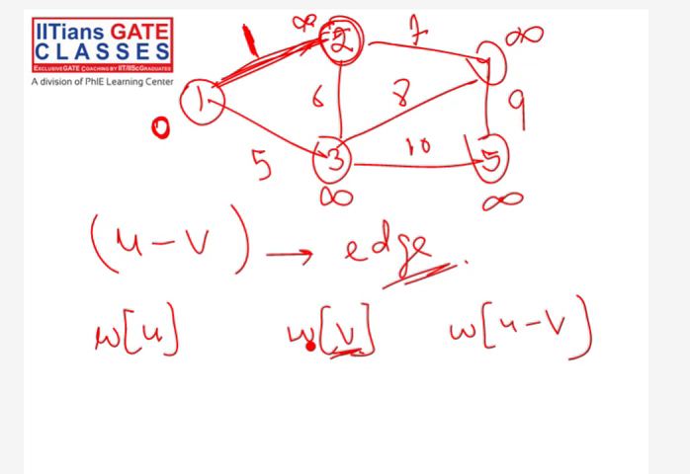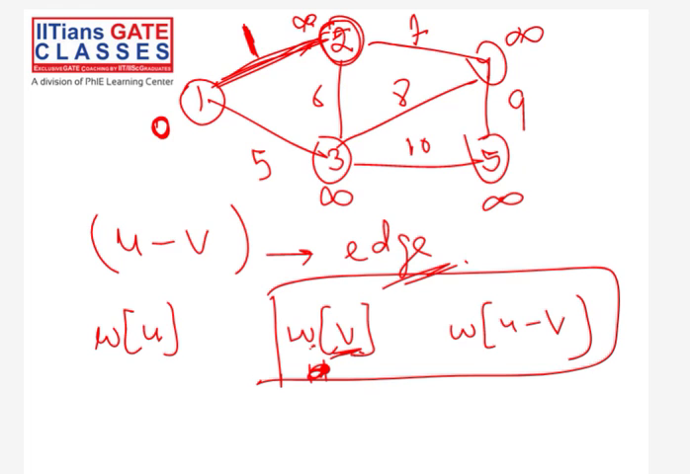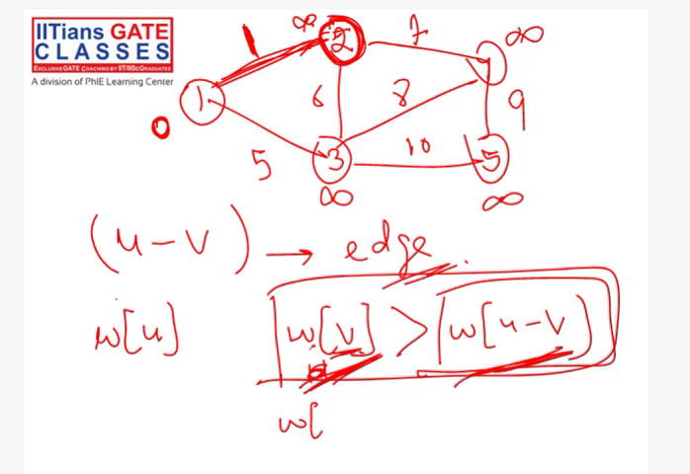So if this weight is greater than this weight, then you modify the weight of the node as the weight of the edge. Is this point clear? If the weight of the node is greater than the weight of the edge, then the weight of the node is equal to the weight of the edge. Is this point clear to everyone?